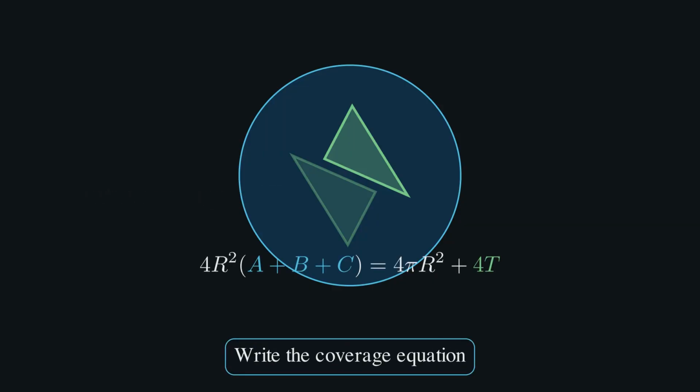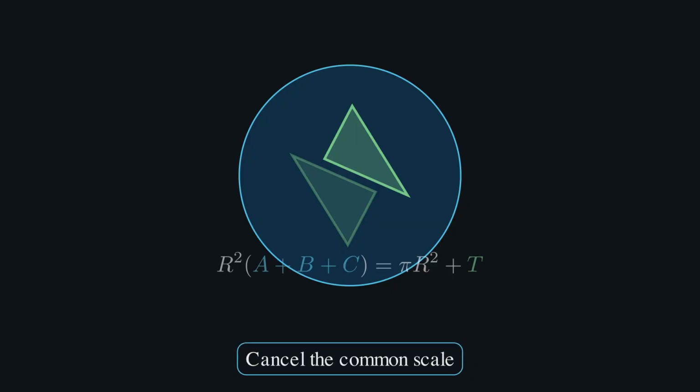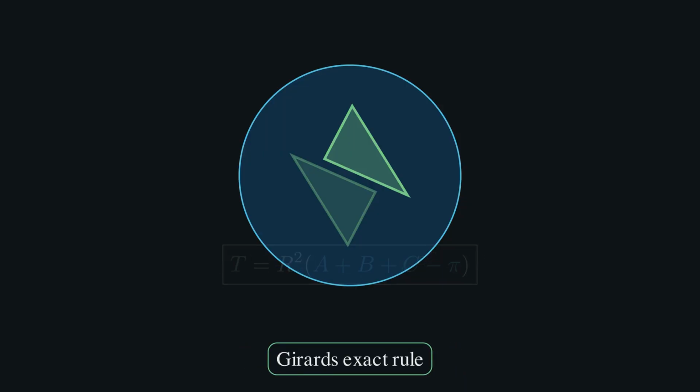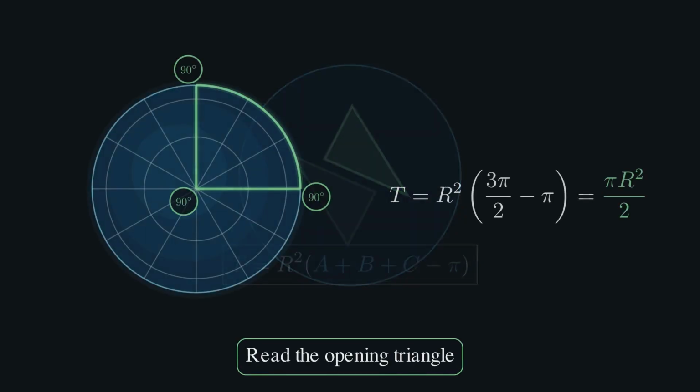Every term now points to a region already visible. Cancel 4 radius squared from both sides. What remains is the angle sum minus pi, multiplied by radius squared. The exact theorem is now earned. Triangle area equals radius squared times A plus B plus C minus pi. For 3 right angles, the excess is pi divided by 2. The rule returns pi radius squared divided by 2, exactly 1 octant.